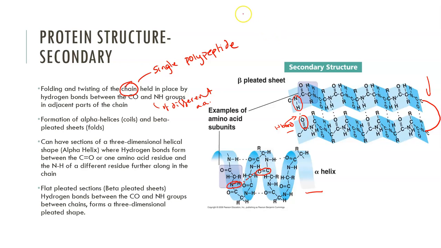So with secondary structure, the key thing is that we can explain that it comes as a result of hydrogen bonding, and that hydrogen bonding is always between the NH of one amino acid or one peptide bond in the chain to the C double bond O of another peptide group further along in the chain.